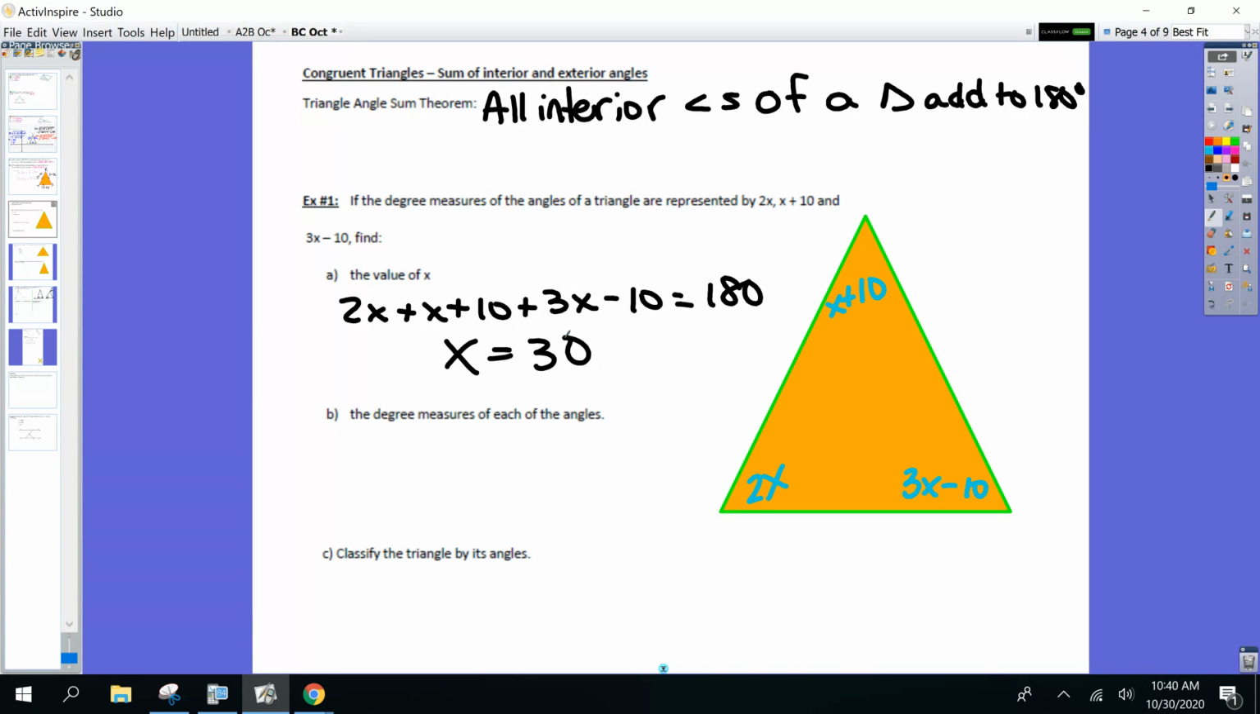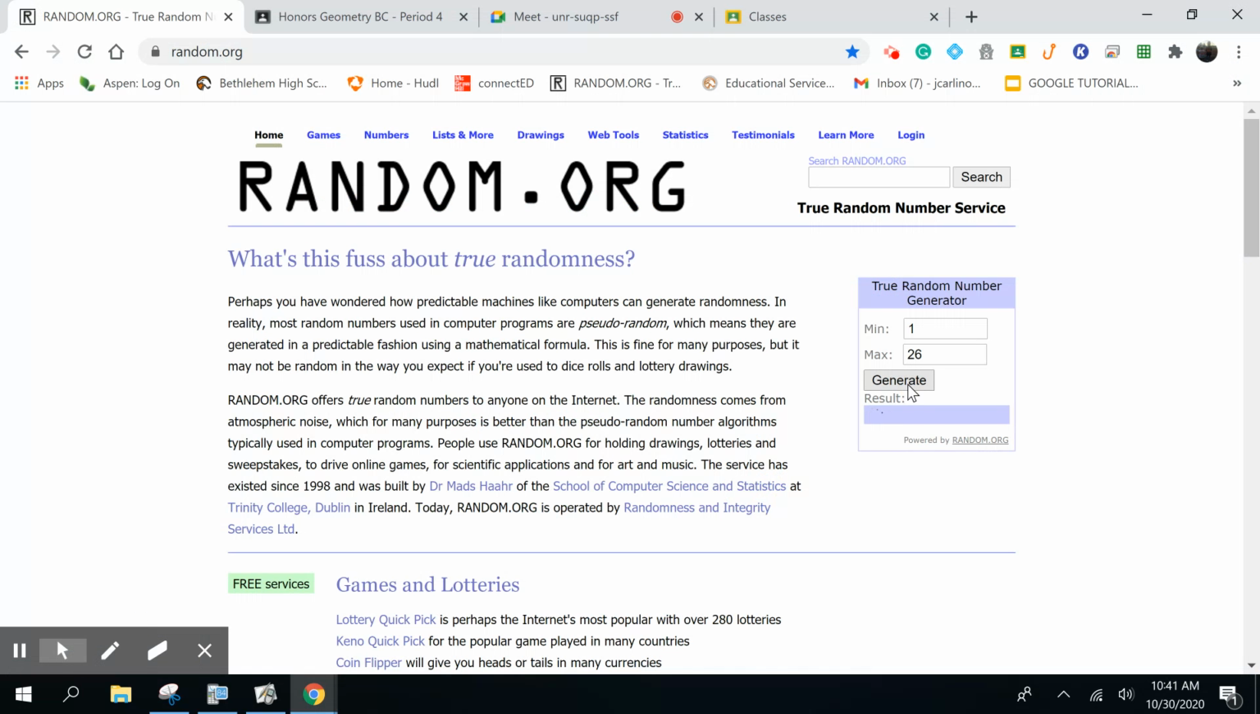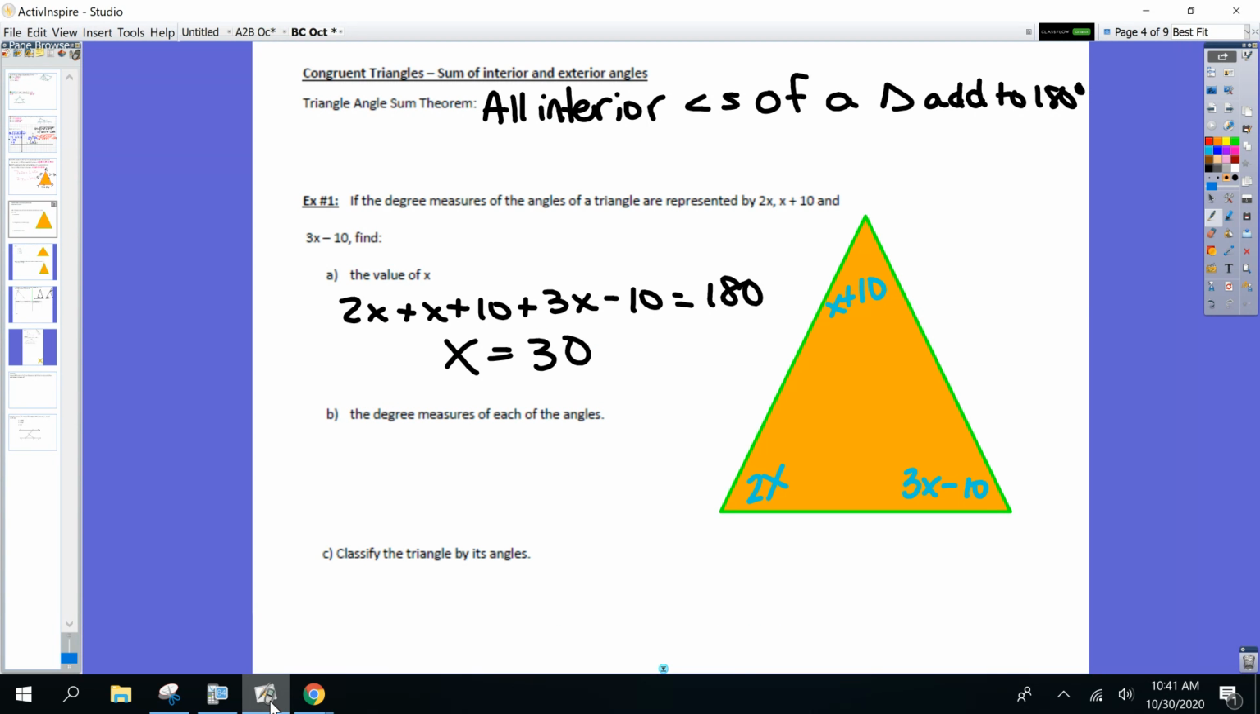Part B, okay, now find each degree measure. So everyone take the 30 degrees we just found and plug it back in for x for each of the three angles. Somebody will tell me in a second what the three angles are. Okay, when you're ready, what are my three angles? Here we go. Ryan? 40, 60, and 80. Good job.